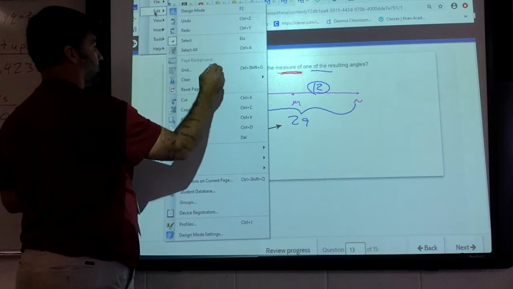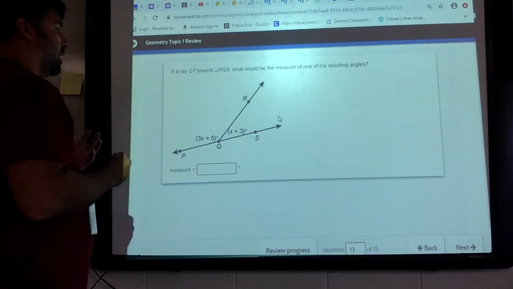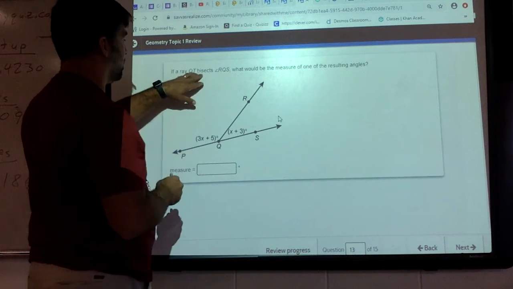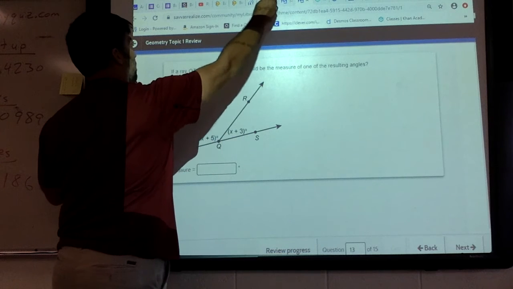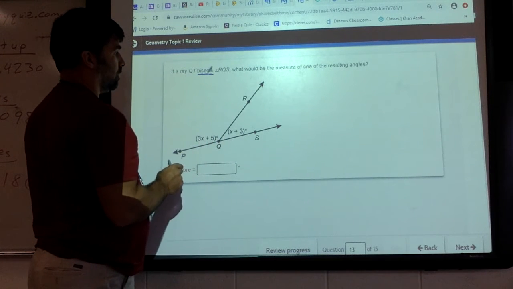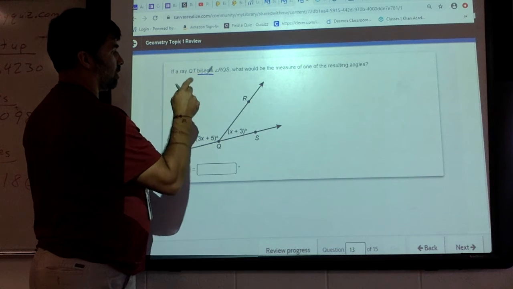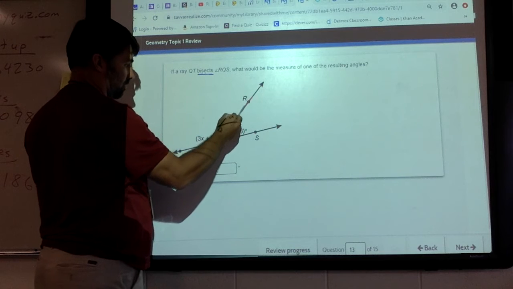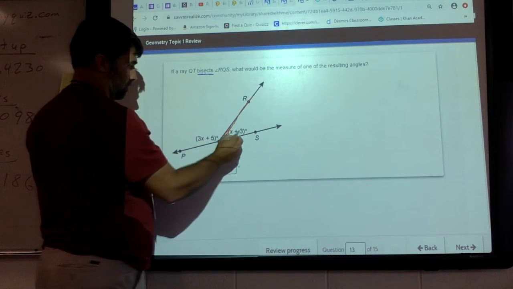Okay, now this one, you got to pay attention to what it's telling you. Again, it says QT bisects. That's a key word, bisect, because it means it's going to cut in half. So when I see that, QT bisects RQS. RQS is this thing right here.